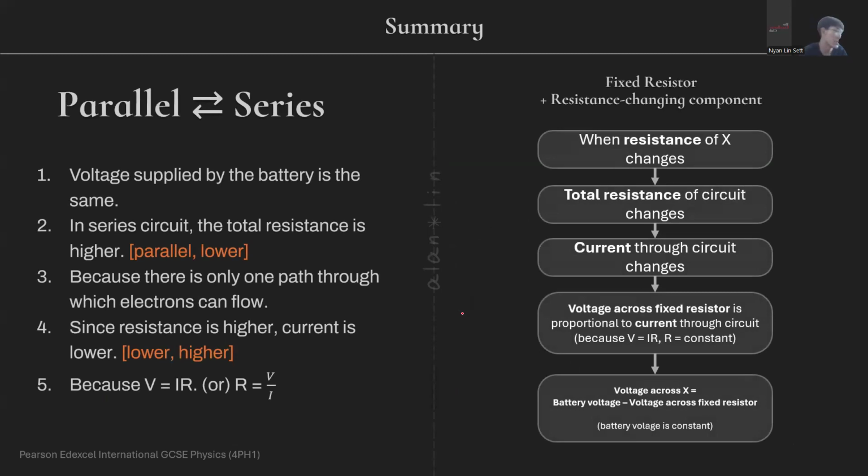All right, guys, so this right here is a summary. We have the questions where we're changing from a parallel circuit to a series circuit and vice versa. And we have the questions where we are working with the fixed resistor and a resistance changing component such as a variable resistor, an LDR, or a thermistor.